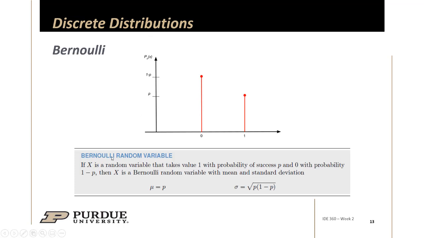A Bernoulli random variable is one that can take the values 0 or 1. It takes the value 1 with probability p, and the value 0 with probability 1 minus p. This is the graph of the probability distribution. For short, the mean of that distribution is equal to p, and the standard deviation is equal to this formula.